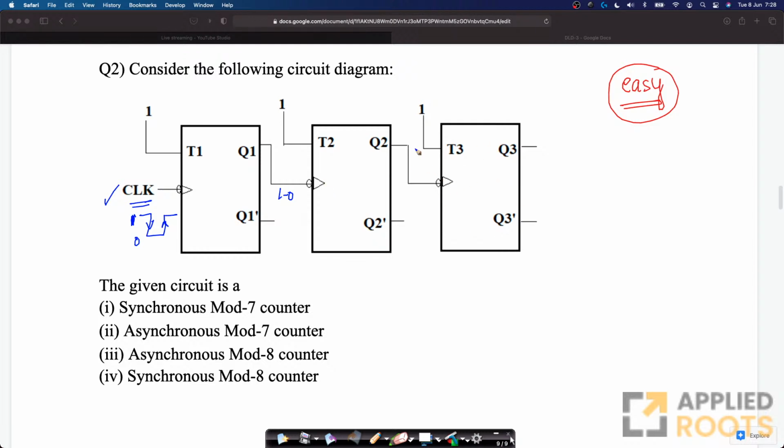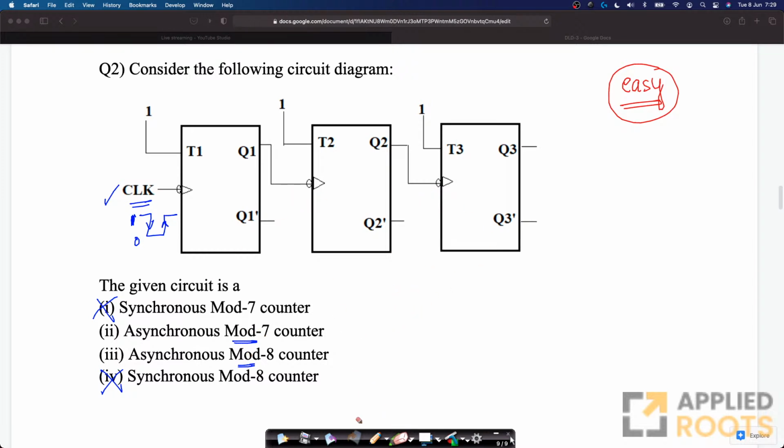This whole circuit will get triggered only when Q2 is going from 1 to 0, which means all three flip-flops are not synchronously changing. In a synchronous circuit, what do you have? You have the same clock signal being fed into all the three flip-flops. That's not happening. Output of one is fed into the clock of the other, right? So this is a standard example of a ripple counter or an asynchronous counter. Look at all the options. You can get rid of this, you can get rid of this. Now the question is, is it a mod 7 counter or a mod 8 counter? That's what we have to determine now. That's all that matters now, right?